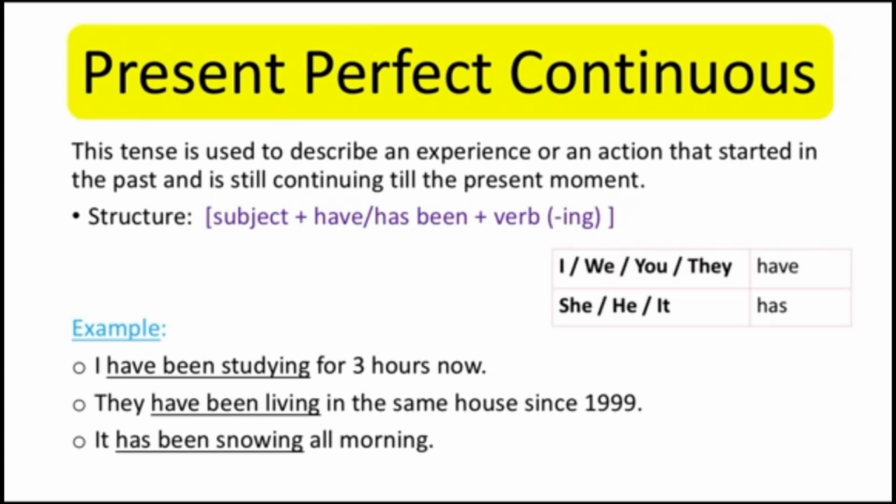Again, it's important to note that when we are using the subjects I, we, you, they, we use have, and for subjects she, he, it, we use has.